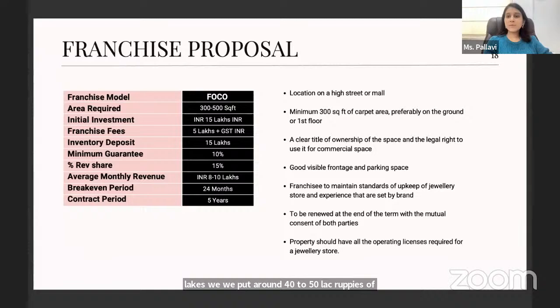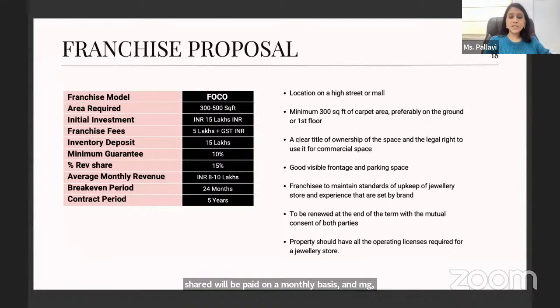There's a 10% minimum guarantee on your investment. Now, when we say investment, we also include the 15 lakh inventory deposit, which is 100% refundable at the end of the tenure. So total investment becomes 35 lakh rupees. So 10% on your total 35 lakh rupees is the minimum guarantee that we give you. The revenue share is at 15% of net sales. So whichever is higher will be paid to you. Revenue share will be paid on a monthly basis, and MG triggers on a yearly basis.